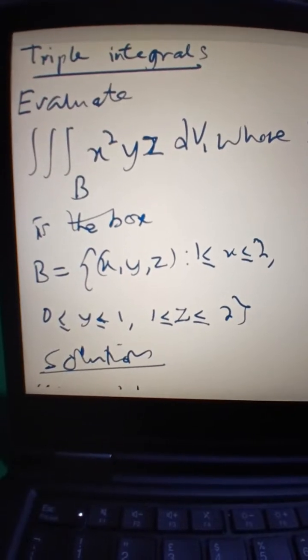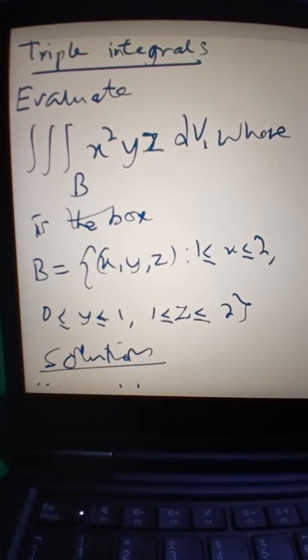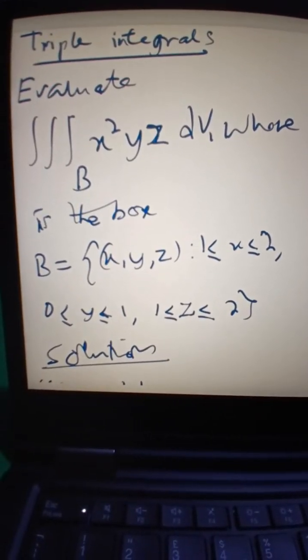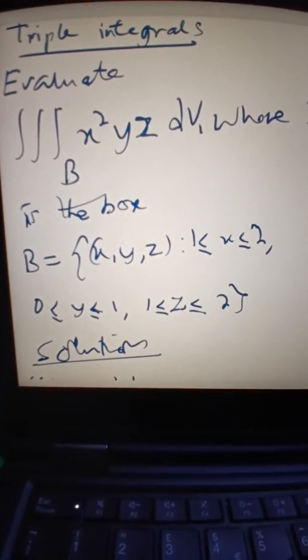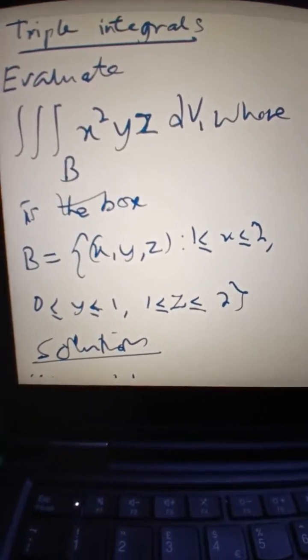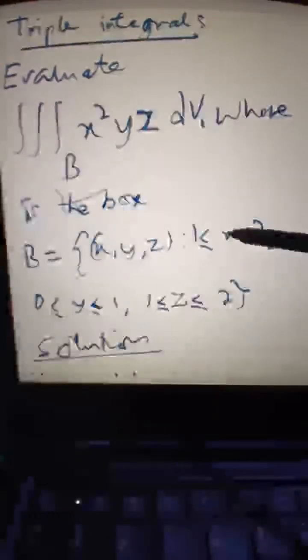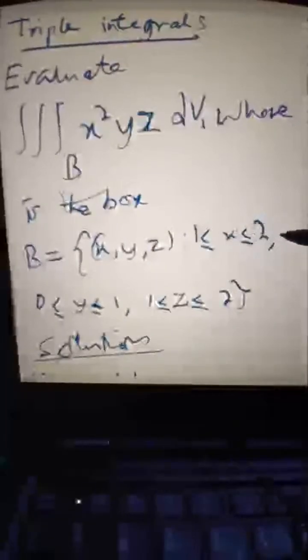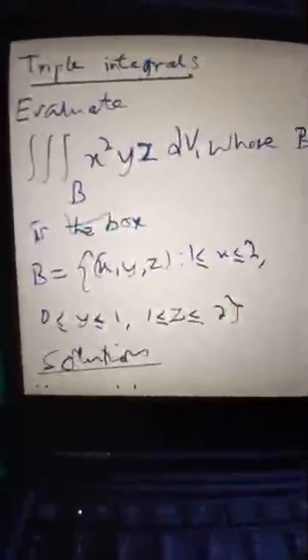Great. We want to move on to triple integrals. If we look at the question, we want to evaluate the triple integral over the box B, where we have the intervals: x from 1 to 2 inclusive, y from 0 to 1 inclusive, and z also has an interval as well. That is what we are considering now.